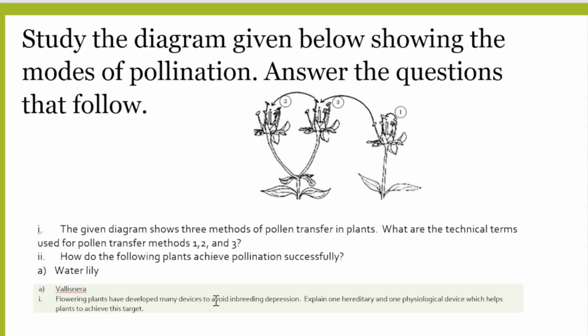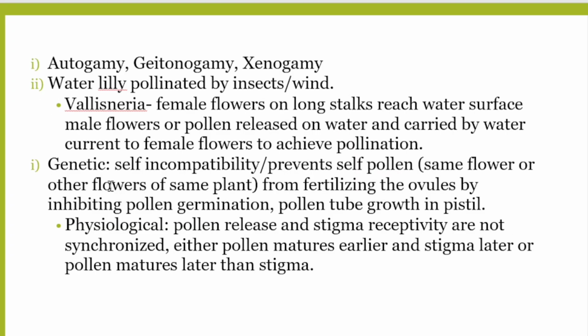Flowering plants have developed many devices to avoid inbreeding depression. Explain one hereditary and one physiological device which helps plants to achieve this target. We explained 4 methods of outbreeding devices previously. Out of that, the genetic one is self-incompatibility, which prevents self-pollen, from the same flower or other flowers of the same plant, from fertilizing the ovules by inhibiting pollen germination and pollen tube growth in the pistil. Whereas for the physiological one, if asked, we can write that pollen release and stigma receptivity are not synchronized, that is, not simultaneous. Either pollen matures earlier and stigma later, or pollen matures later than stigma.